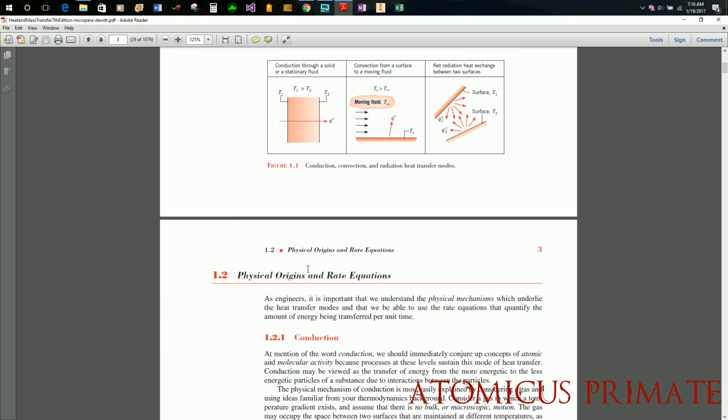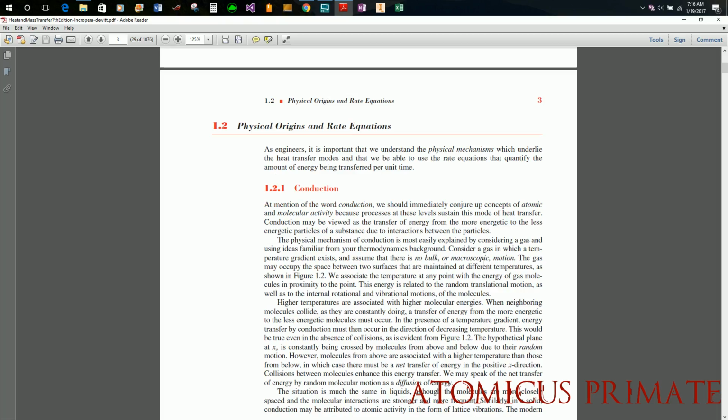And there are some pictures to go with it. 1.2. Okay, that was quick.